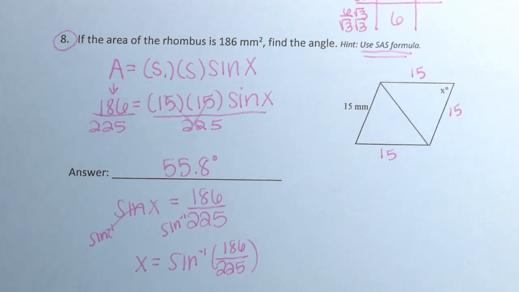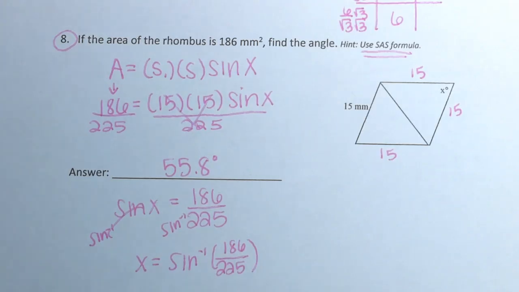What questions can I answer? How would I put the negative sign? In Desmos, remember you have the inverse button right underneath it, right here. Yeah. Just make sure you're in degree mode. So I would do 186 divided by 225. There you go. Okay.